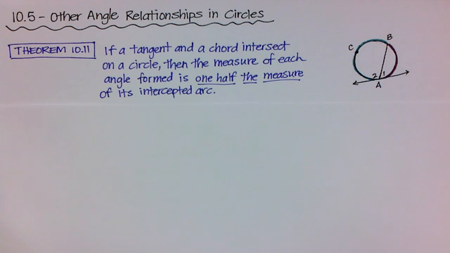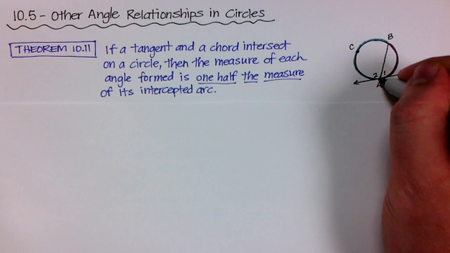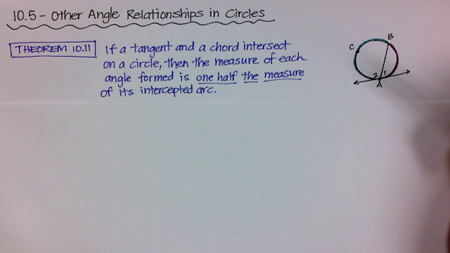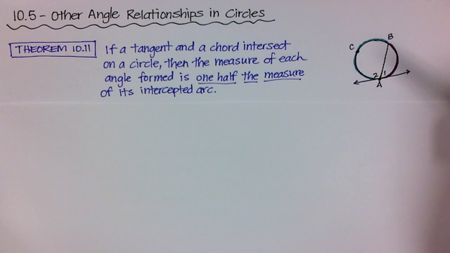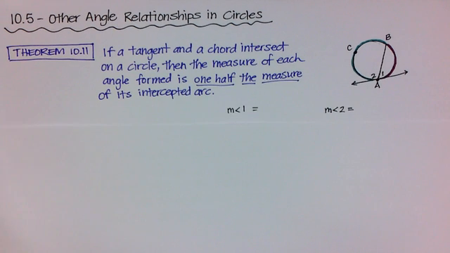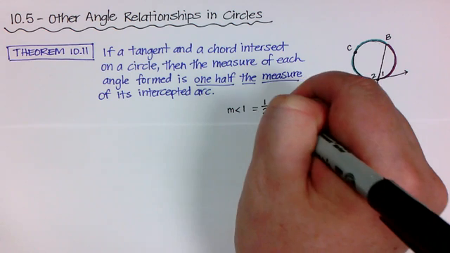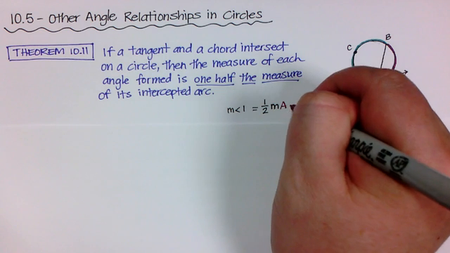So the first theorem today is Theorem 10.11, and it states if a tangent, so I have my tangent right here, and a chord intersect on a circle, so right here they're intersecting at point A, then the measure of each angle formed, so this is angle 1, and also angle 2, is 1/2 the measure of its intercepted arc. So the measure of angle 1 is going to be 1/2 the measure of its intercepted arc. In this case, the intercepted arc is AB.